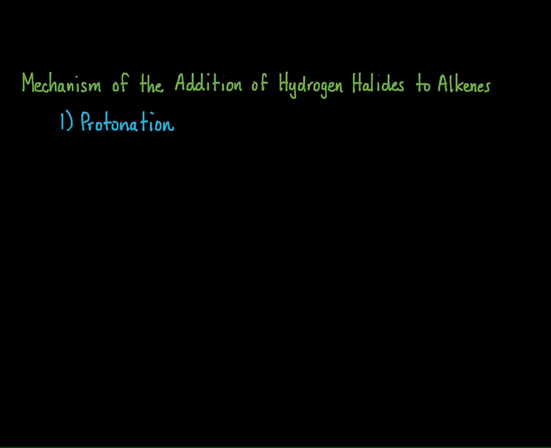So the hydrogen halide is an acid, and the alkene is then behaving like a base. Bases donate electrons, acids accept electrons. So we're thinking of this as a Lewis acid-base reaction, where the base is the alkene and HCl is my acid.